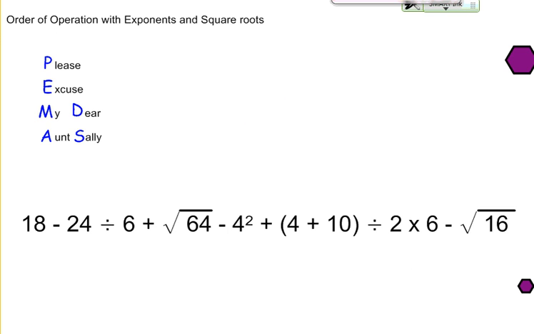Then, on to some new stuff. We've looked at order of operations already, but now we want to add in 2 ideas that we just recently learned about this year, the idea of exponents and square roots and how these things come together. And it all has to do with this little acronym. Please excuse my dear Aunt Sally.